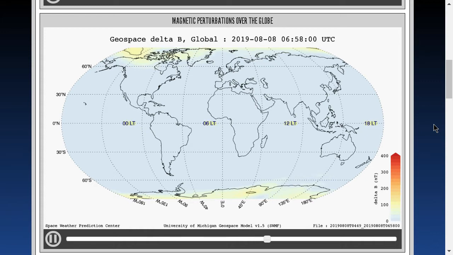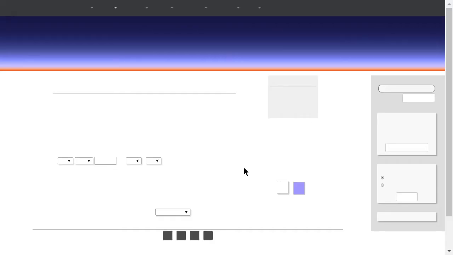Anyway, here's the geospace ground magnetic perturbations on the planet with 2 north poles and a creeping south pole, by the way. If you weren't aware, the south pole's creeping into the Indian Ocean.